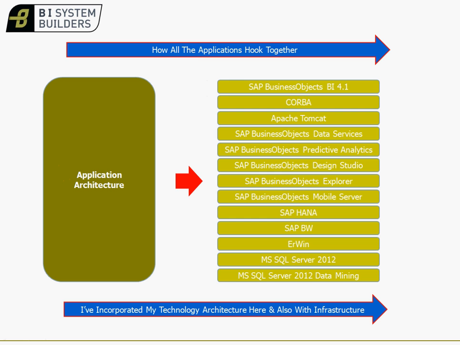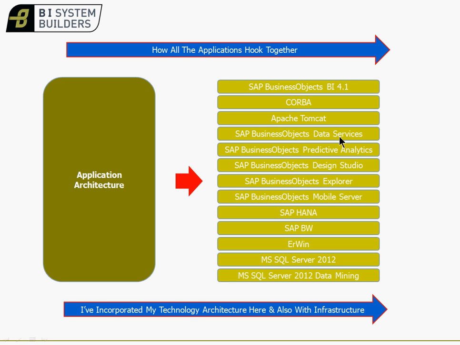SAP BusinessObjects BI 4.1 Business Intelligence Platform. I'll need to install that, and it runs on something called CORBA, Common Object Request Broker Architecture. That gets installed at runtime and all the services plug into it. For this deployment, I've decided to go for a web application server. I've listed Apache Tomcat because that's supplied by Business Objects out of the box.